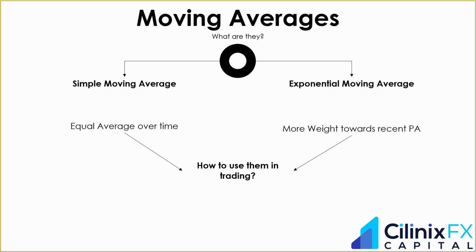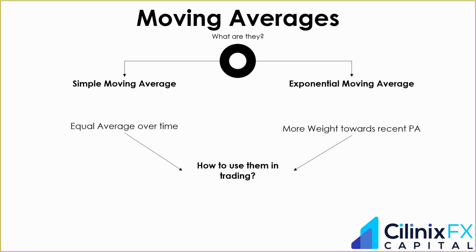Then I'll tell you how to use them in trading. Most people use moving averages to see in what way the price is going. So if a moving average is going up, the price is trending upwards, and you're most probably in an uptrend. Doesn't work all the time. And when the moving average is going down, you're in a downtrend.